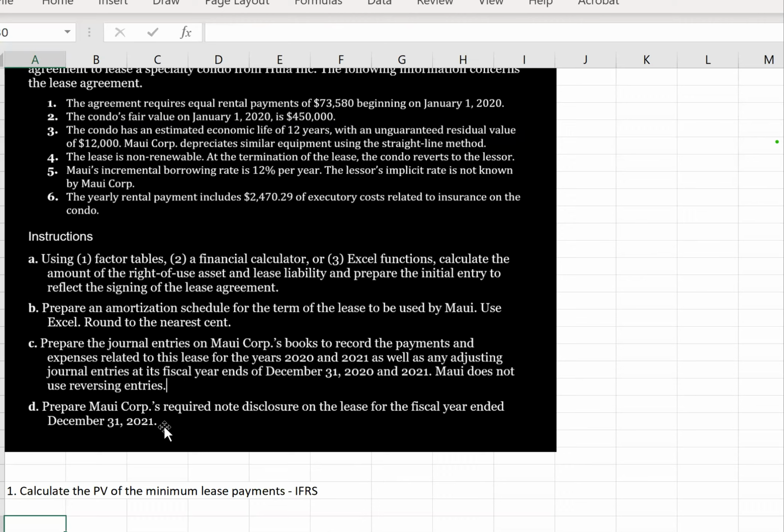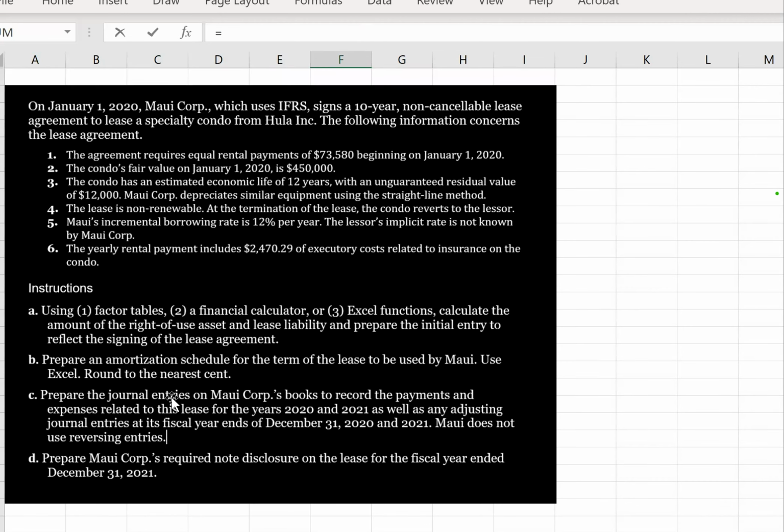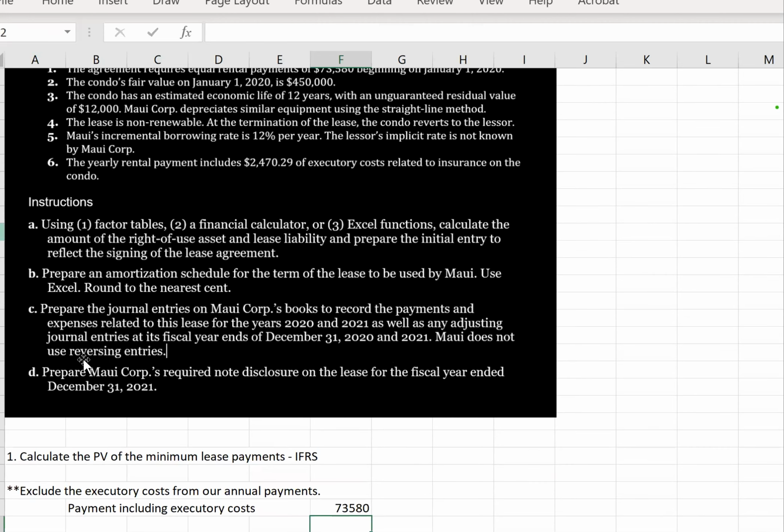Now, we need to make sure we exclude the executory cost from our annual payments, because we don't include executory costs in the calculation of our minimum payments. So when we put the inputs into our financial calculator, we don't want those executory costs to be included. So the payment including executory costs is, up here it says, $73,580. So that includes it.